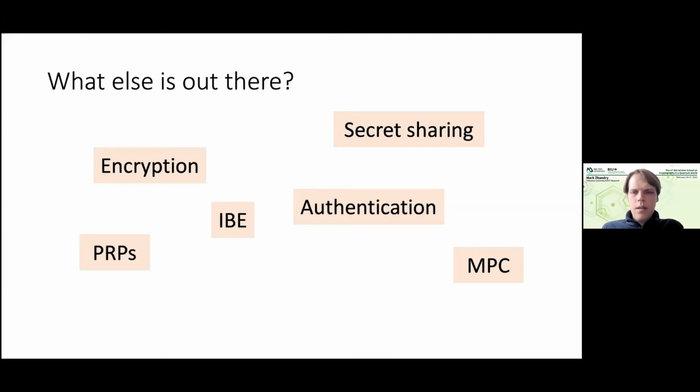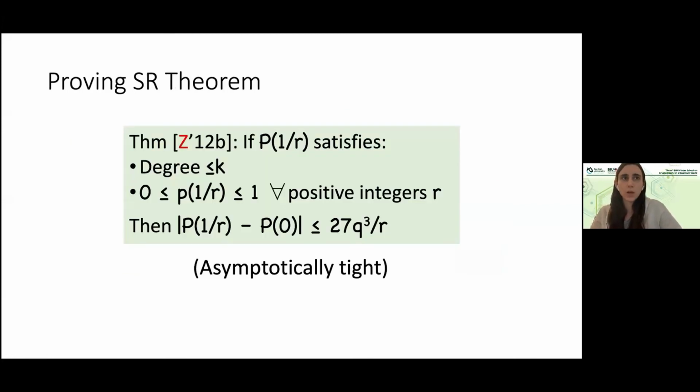So let me pause here to see if there are any questions. There was one quick question. A few slides ago, when you bounded the difference between P of 1 over R and P of 0, does that bound involve the degree of the polynomial, or is the degree just 2q? Yes, sorry, this is a typo. This q should be equal to k here. I switched letters. So certainly the degree matters, and the higher degree lets you get a higher difference here.